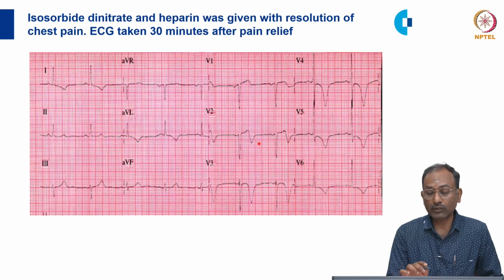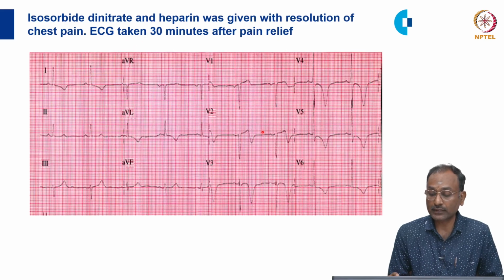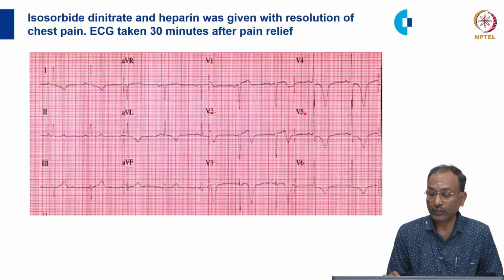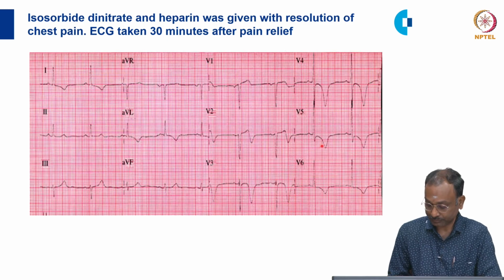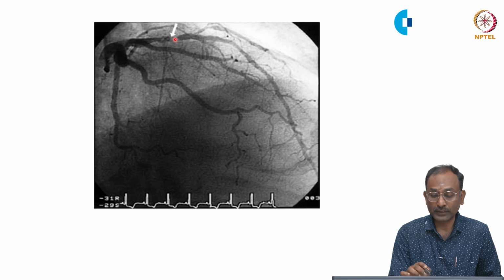So, the same patient was given isosorbide dinitrate and heparin was given, the chest pain got relieved, and the ECG after 30 minutes again shows the significant progression of ST elevation with the T inversions, which are often very deep in V2, V3, V4 and V5 and V6. So, in this patient an angiogram showed a significant block in the left anterior descending artery, which is having 90% stenosis with a thrombus.